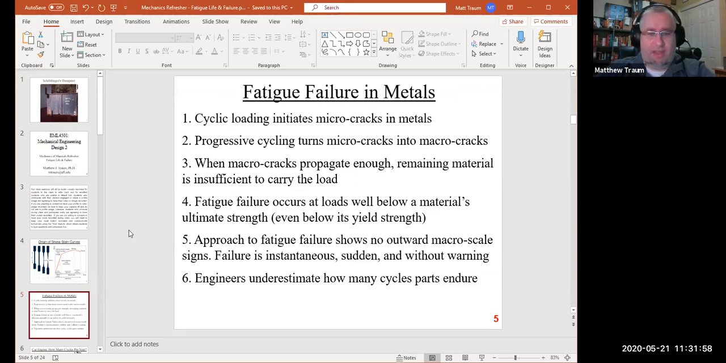The approach to fatigue failure shows no outward macro scale signs. Failure is instantaneous, sudden, and without warning.